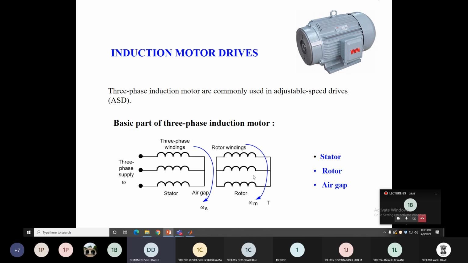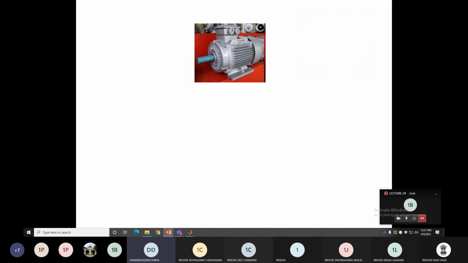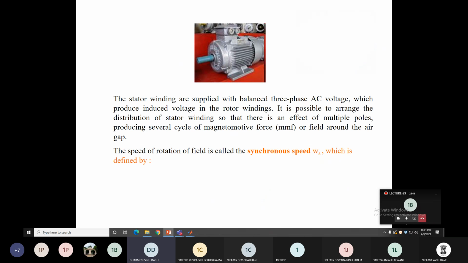That is the basic component of the induction motor. Now, when you apply the three-phase supply to the stator winding, what will happen? A rotating magnetic field is produced, and the speed of this rotating magnetic field is called the synchronous speed, which we denote by omega s.